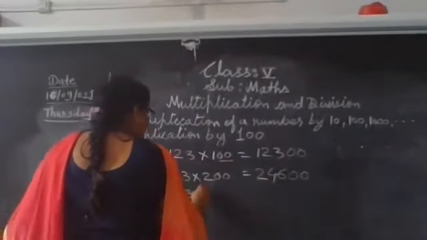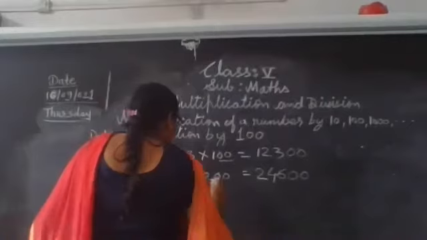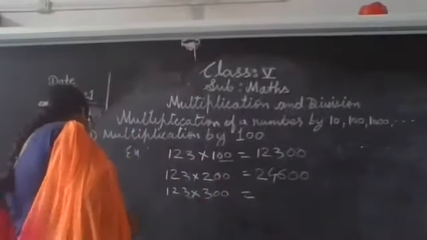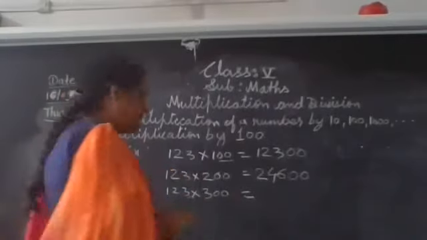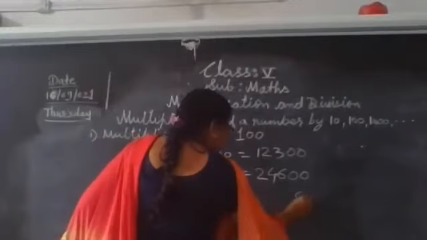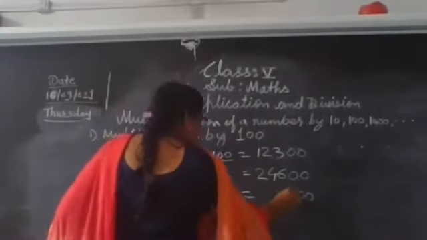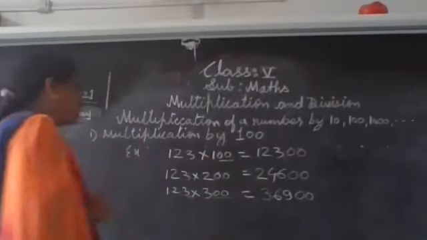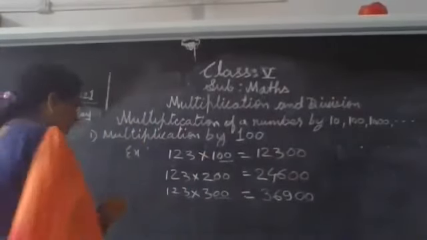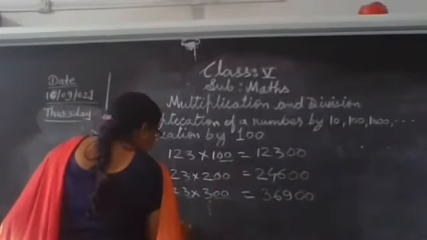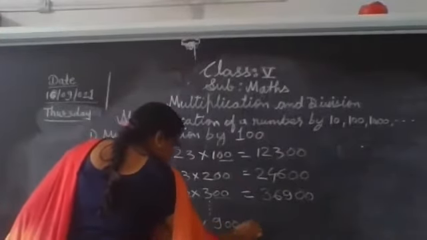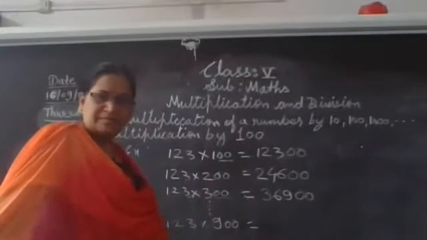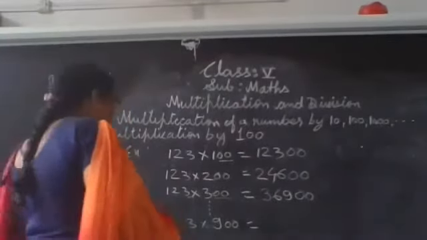So in this way, 123 multiplied by 300 also. Again, we will split this 300 as 3 multiplied by 100. So we will write these 2 zeros. In the same way, you can go up to 900. Put two zeros and multiply this by 9. Got it, beta? So let's see another.